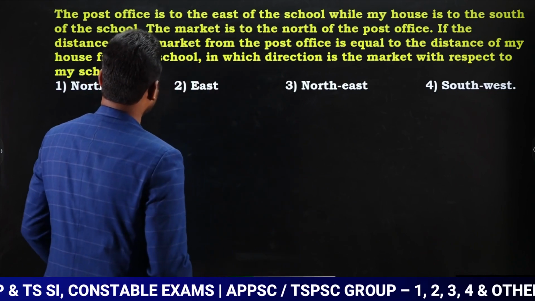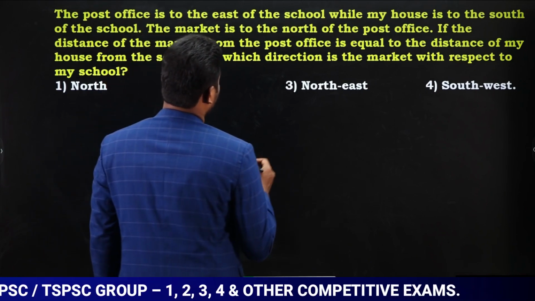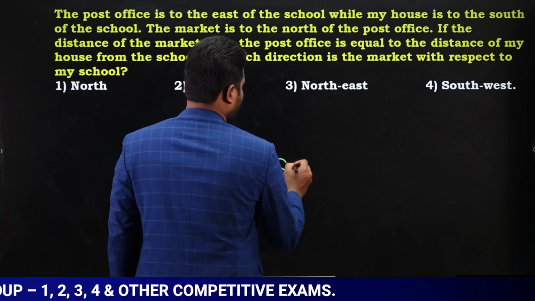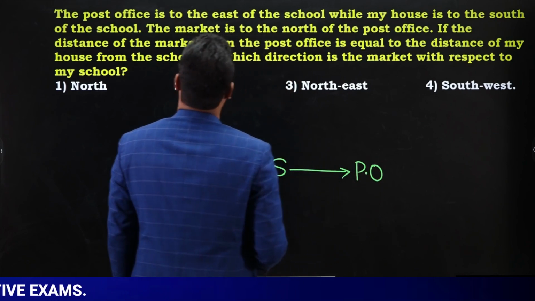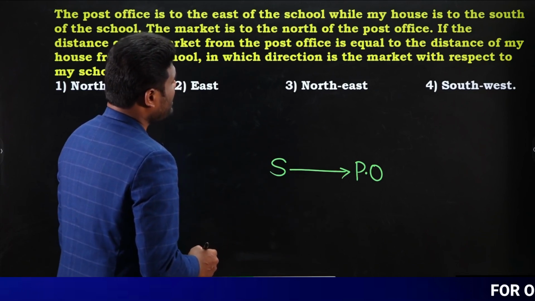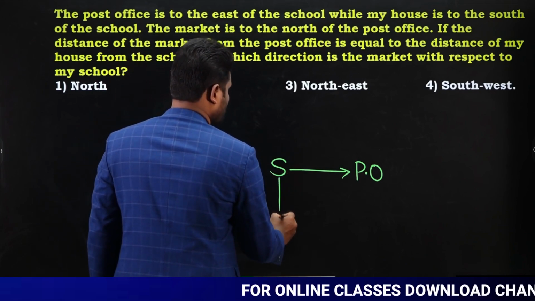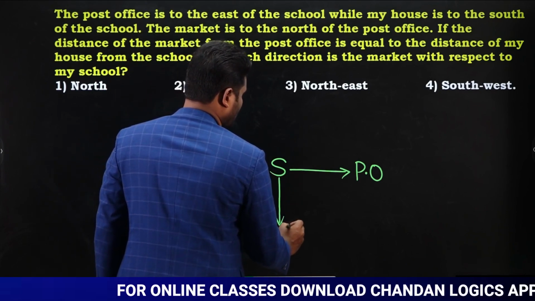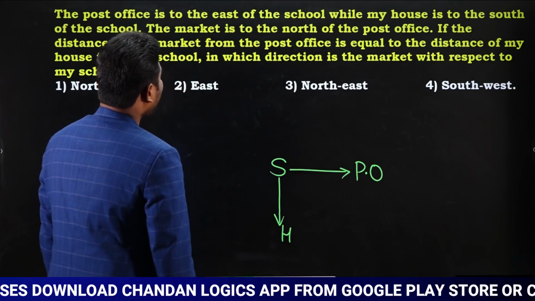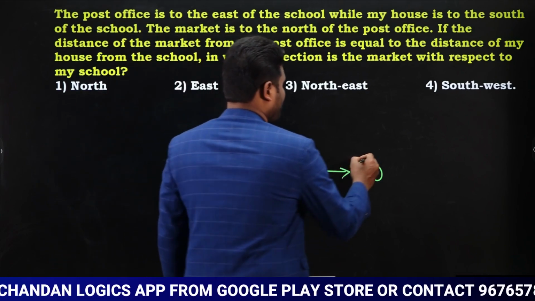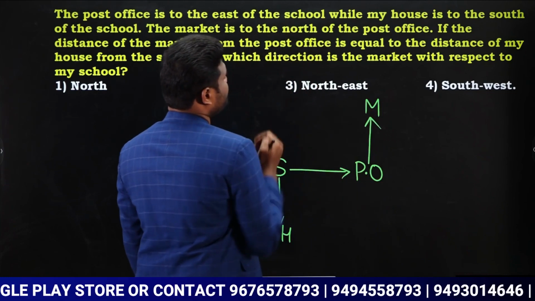The post office is to the east of school. Let us say this is school. For school east, post office is there. While my house is to the south of school. So this is school. For school south is nothing but house. The market is to the north of post office.